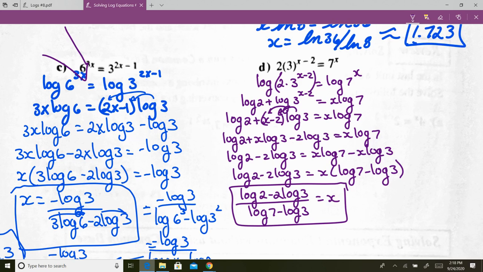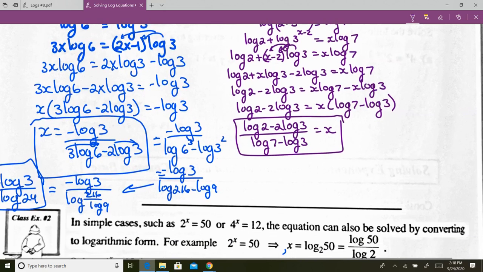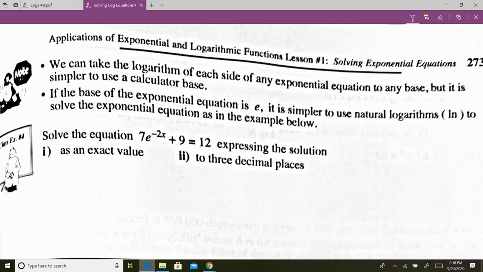One more question from this lesson, and then we can say sayonara to this one. Are we okay? Has everybody got that? And scroll to here. 7e to the negative 2x plus 9 is equal to 12. We need to solve for x. So what jumps out at you right away with this question? The e. As soon as you see e, you should start thinking about natural logs. Because remember, natural log, ln, is actually log base e, right?